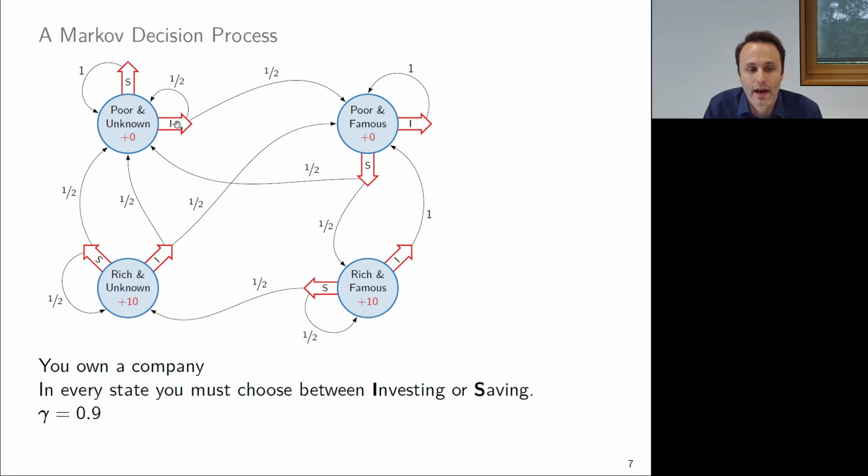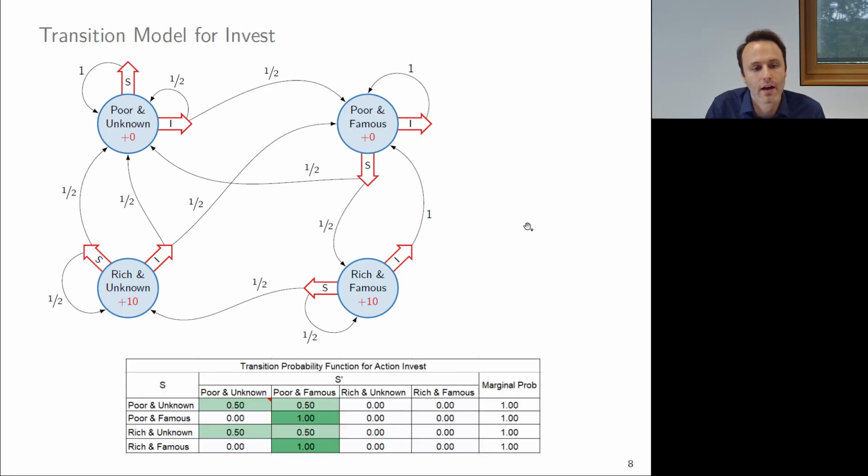S is save and I is invest. And then there are transition probabilities. So the transition model is known in this example. And in every state we must choose between investing or saving. We have a discount factor, so we value the future a little bit less than the present, and gamma is 0.9.